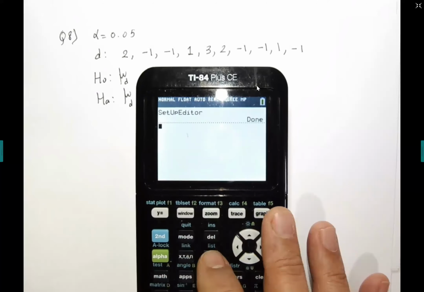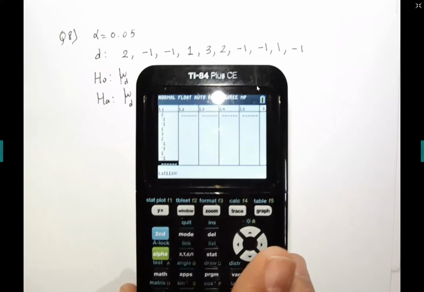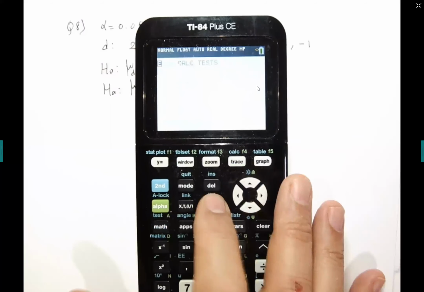So edit. Okay, L1: I have 2, -1, -1, 1, 3, 2, -1, -1, 1, -1. There you go, guys. That's L1.